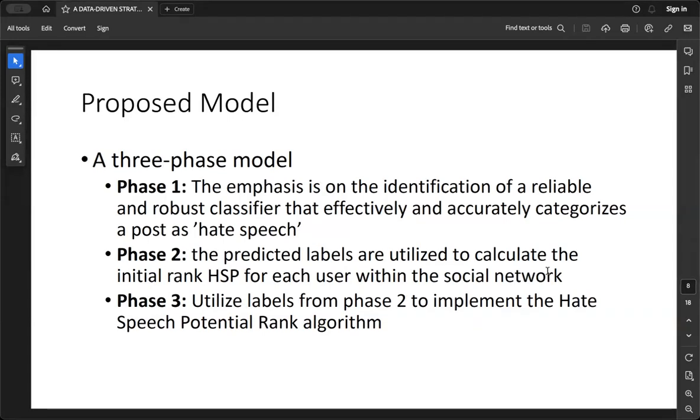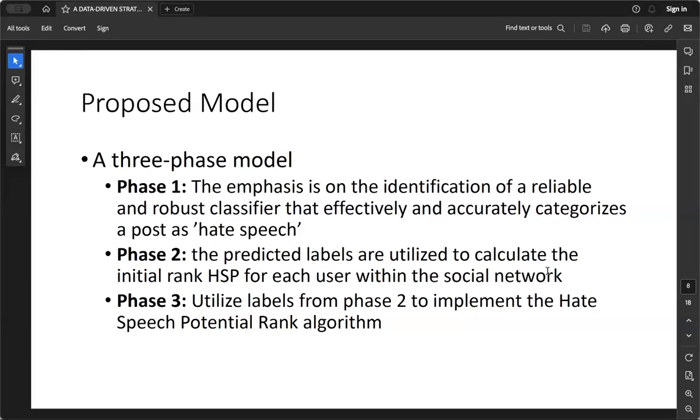Because the fact that a user by themselves is posting something which is hate speech becomes important. And in reality, these tweets are not labeled. So first and foremost, we need to be able to identify a reliable and robust classifier that can effectively and accurately categorize a post as hate speech. And once we have done that, phase two concentrates on predicting the labels that we get from phase one. And using those predicted labels, we calculate something called an initial rank HSP, where HSP stands for hate speech potential for each user within the social network.